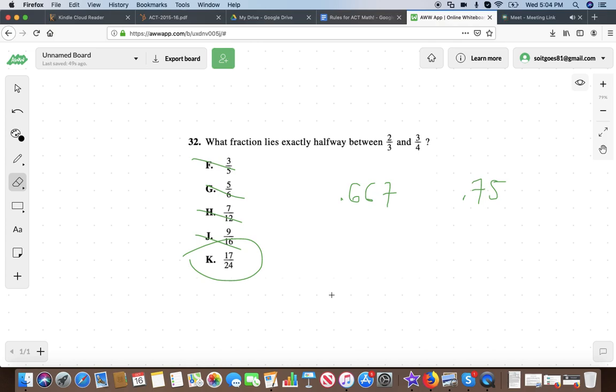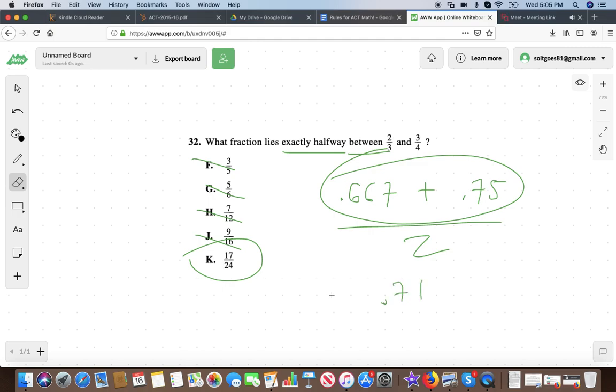Now, this is a fancy way of asking you, when they say which lies exactly halfway between, they're asking you what's the average of those two. So let's find the average real quick. What's the average of 0.667 and 0.75? How do we find the average? You add them together and divide by 2. What do we get? So 0.667 plus 0.75 divided by 2 is 0.71. And what did we get when we divided 17 by 24? 0.71. Bingo!